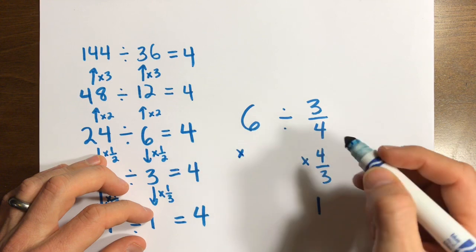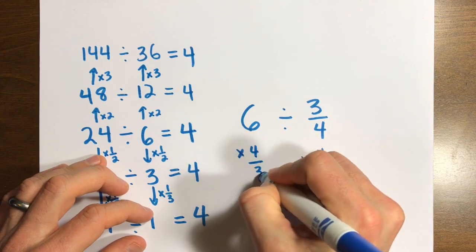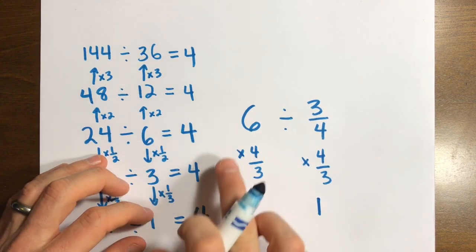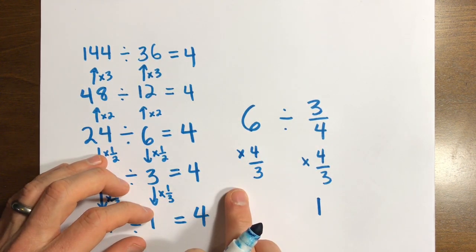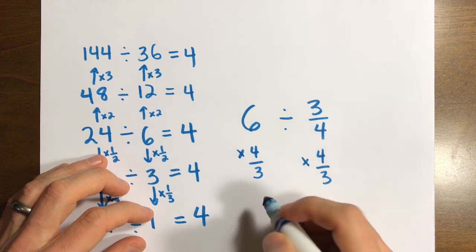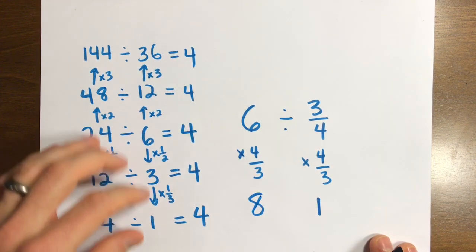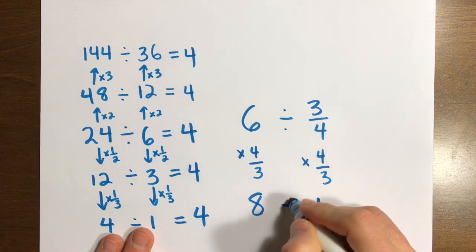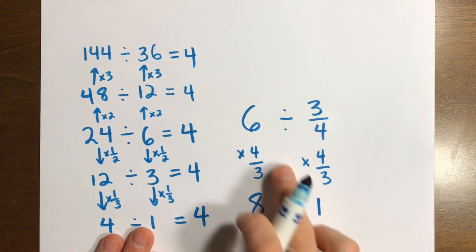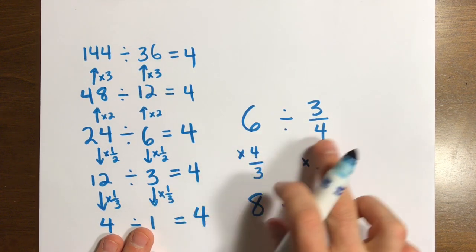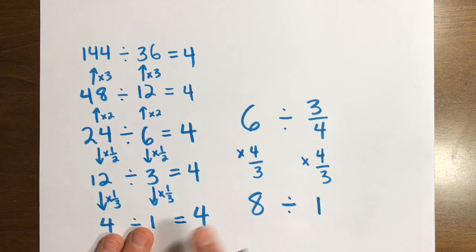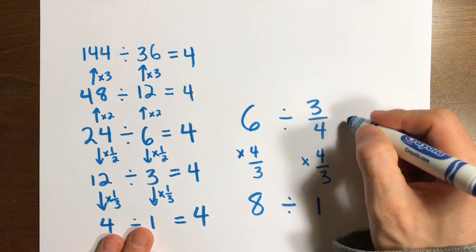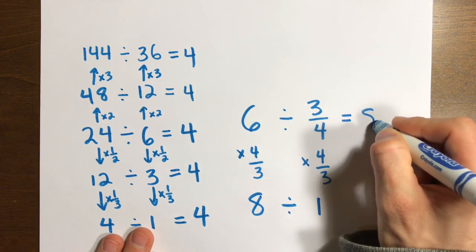I need to multiply 6 times 4/3 now. 6 times 4/3 is 24/3, or 8. And because of this idea over here, we know that this new division problem has the same answer as the first one, since we multiplied both by the same number. And we know that 8 divided by 1 is 8, so 6 divided by 3/4 is 8.